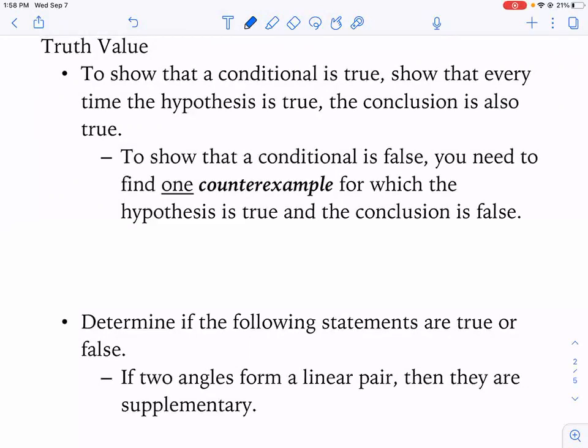Like, for example, all odd numbers end in 5. What's a counterexample for that? Ben? 12. That's not a very good counterexample because 12 is not odd. All odd numbers end in 5. Odd, 13. Yeah, 13 would be a counterexample because it's an odd number that does not end in 5. Okay, we're on the same page now.